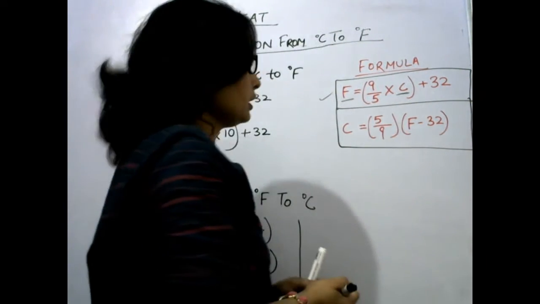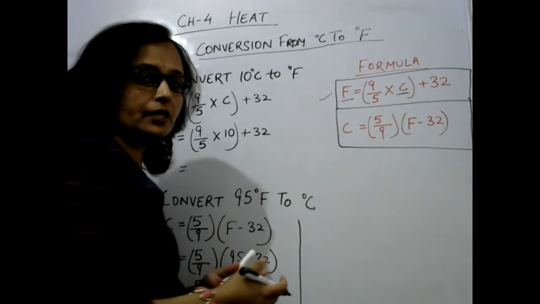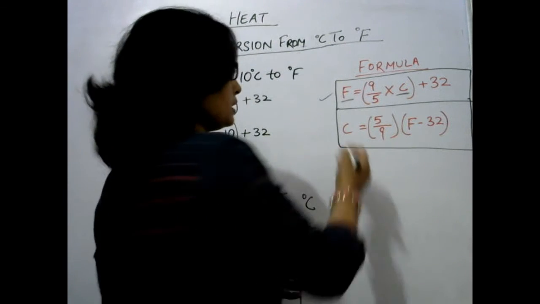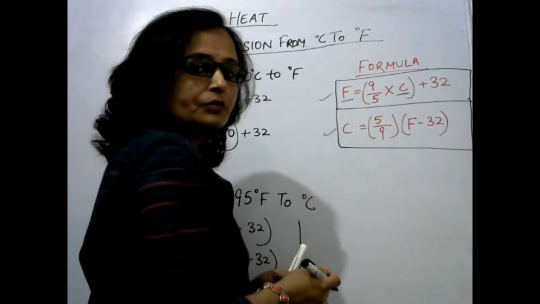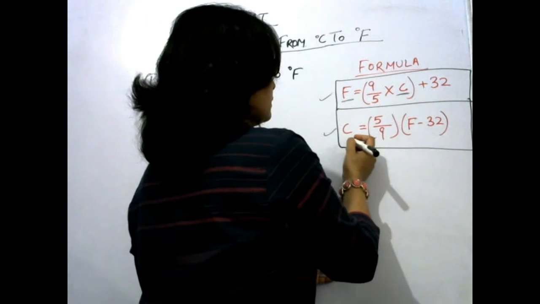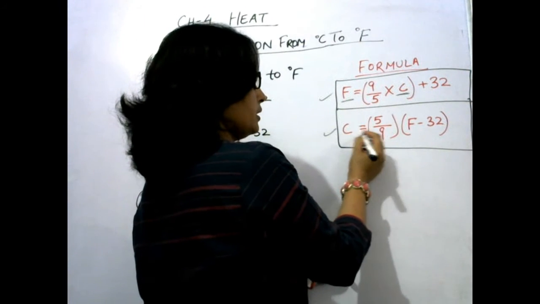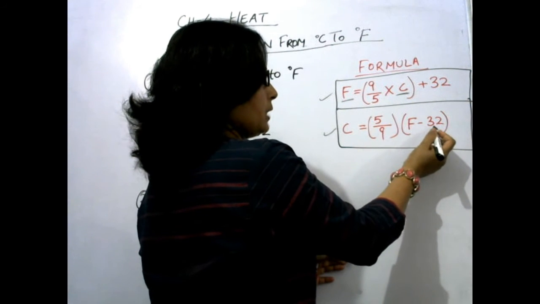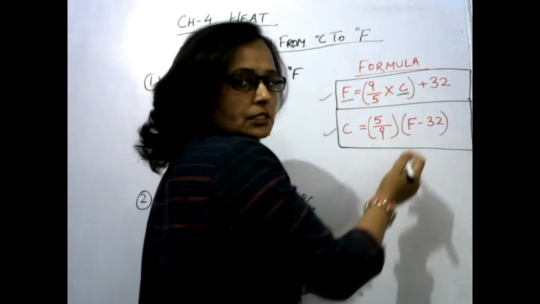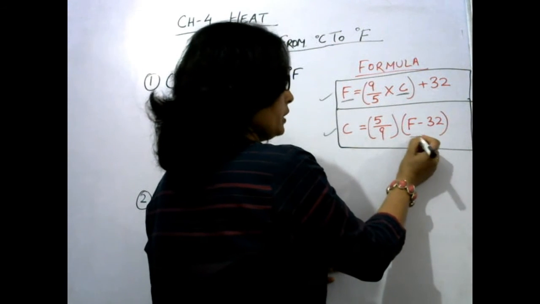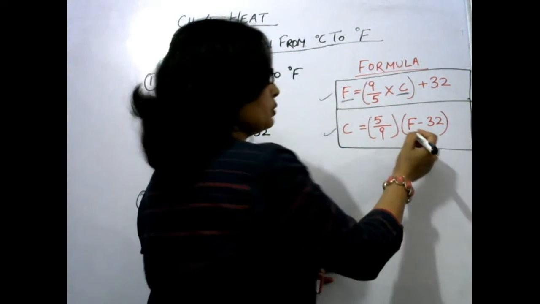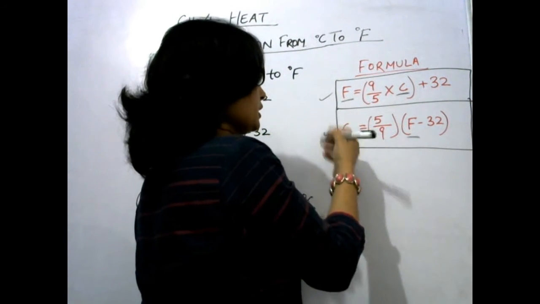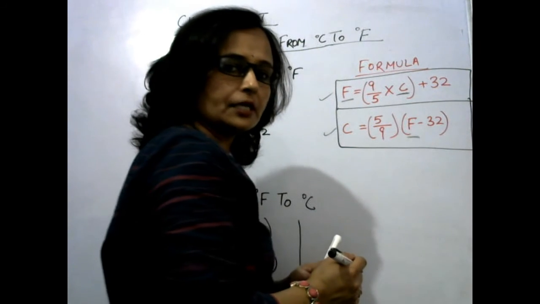Now the second formula. If we have some reading in degree Fahrenheit and we have to calculate it in degree centigrade, then we have to apply this formula. So the formula is degree centigrade C is equal to 5 upon 9 multiplied by F minus 32. So whatever the reading of degree Fahrenheit is, we put it here, and then we can easily calculate how many degrees centigrade it is, right?